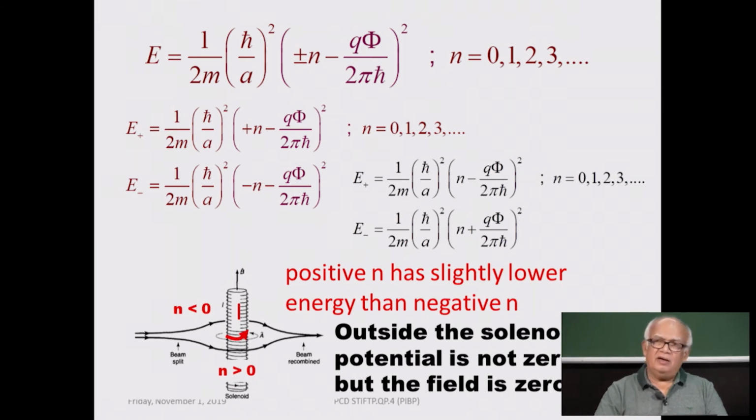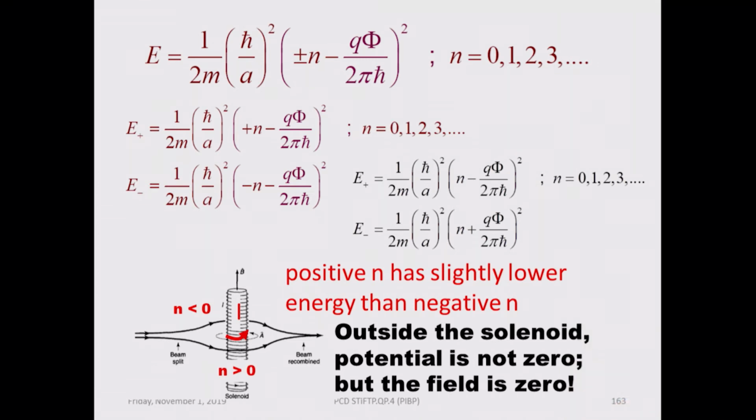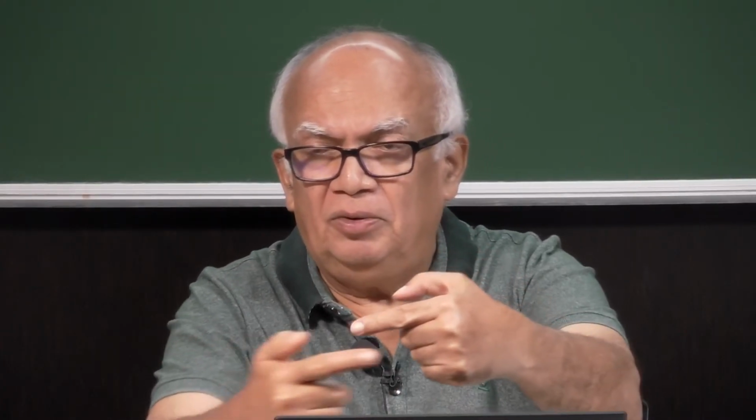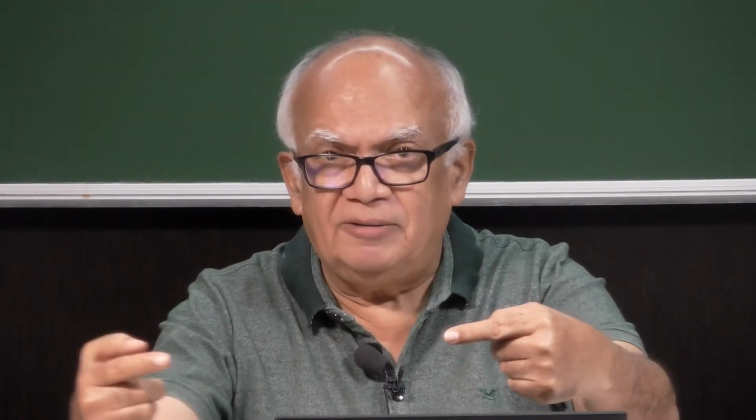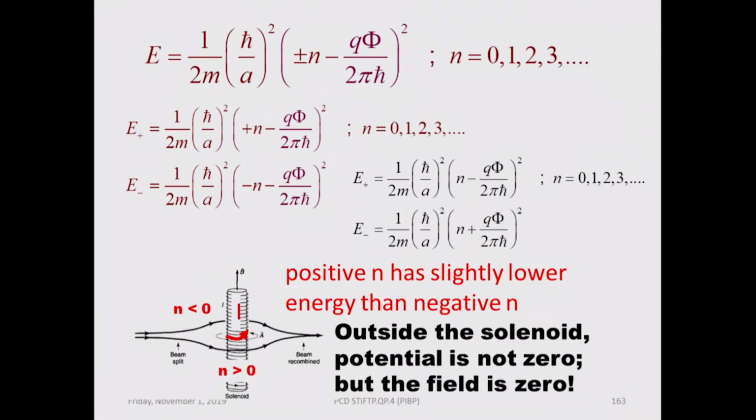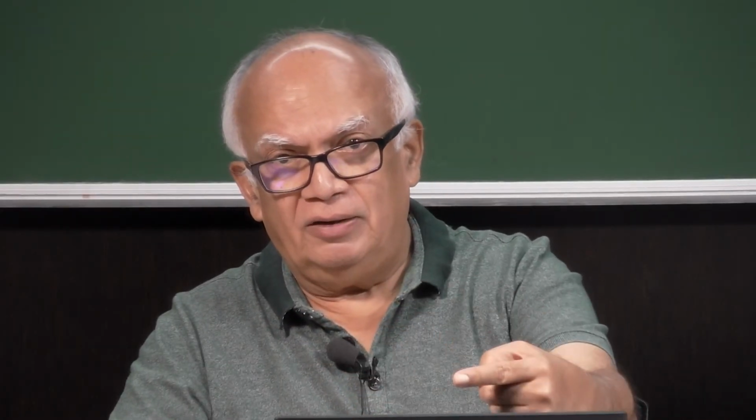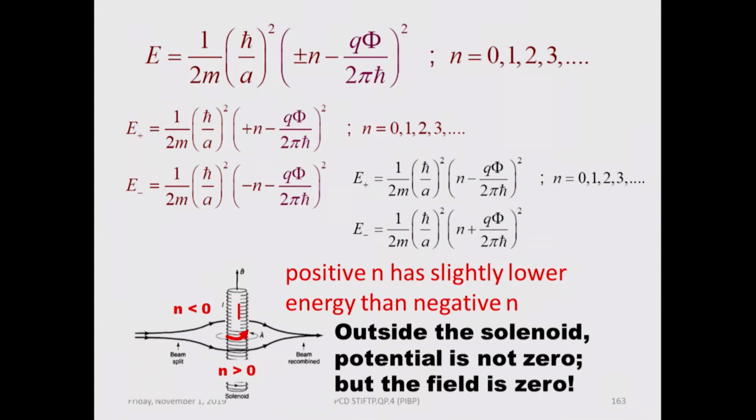So, the positive n are the particles which are coming on this side along the vector potential, and the other ones are those which are travelling behind, and if they are travelling behind, then the vector potential is directed in the opposite direction. Okay, so you need to keep this in mind: in one beam the flow of the particles is along the direction of the vector potential, and in the other beam it is opposite to that.